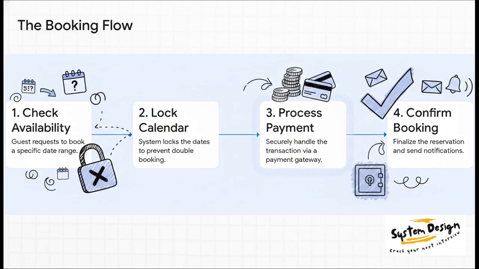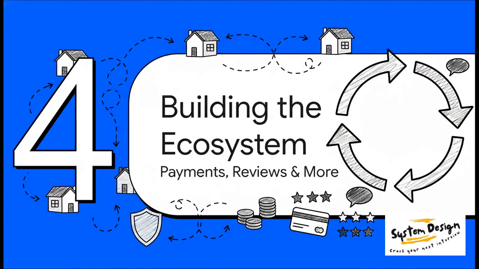First, we check, are the dates actually free? Yes? Great. We immediately put a temporary lock on them so nobody else can swoop in and grab them. Then we process the payment, and only after all of that is successful do we finalize the booking and tell everyone. This step-by-step process with those critical database locks is how we guarantee zero double bookings. No mistakes.